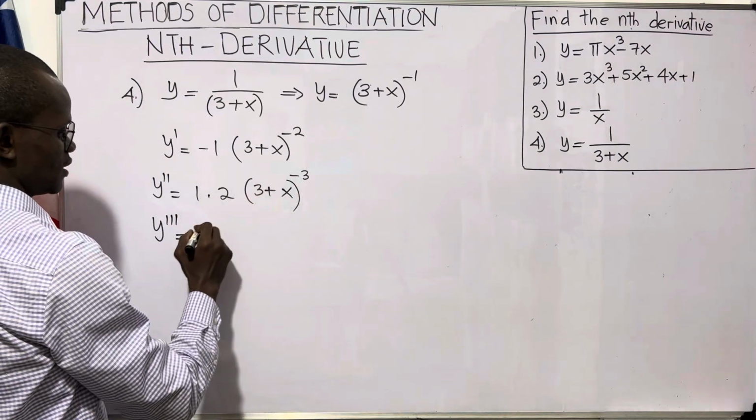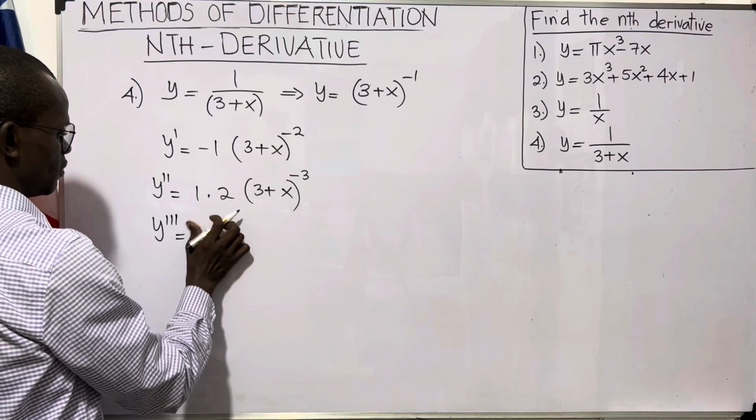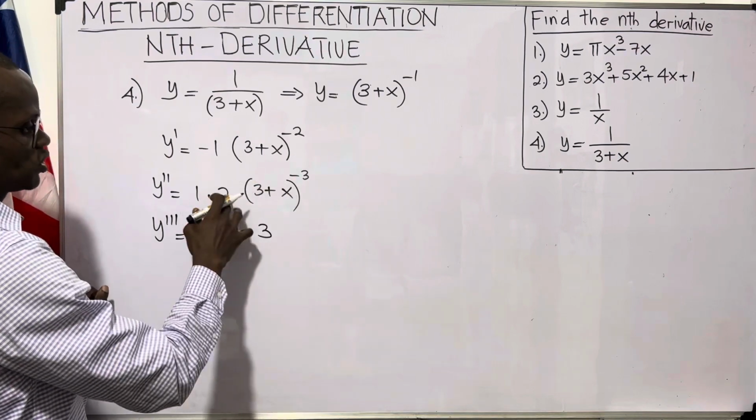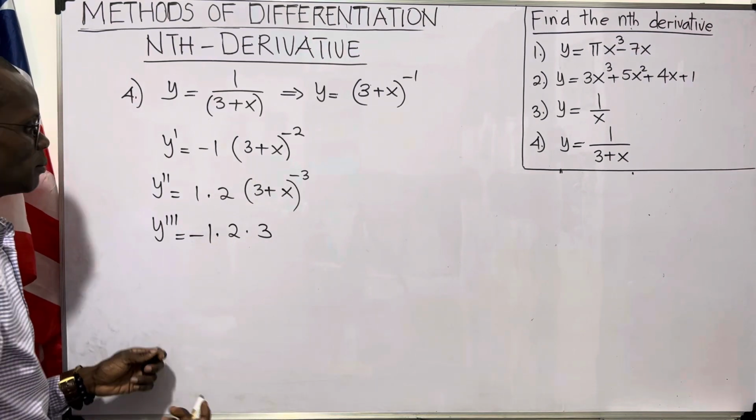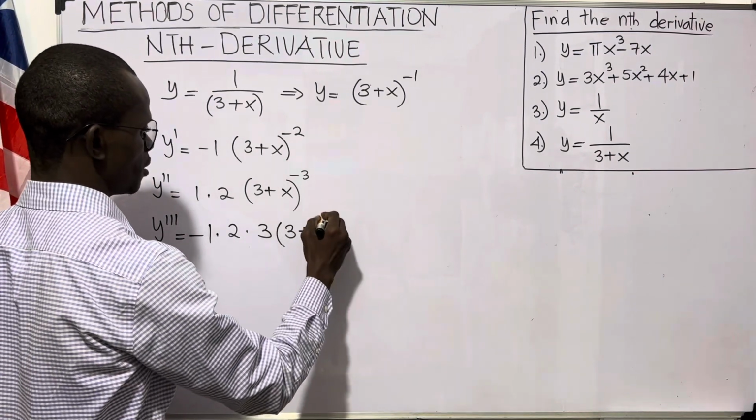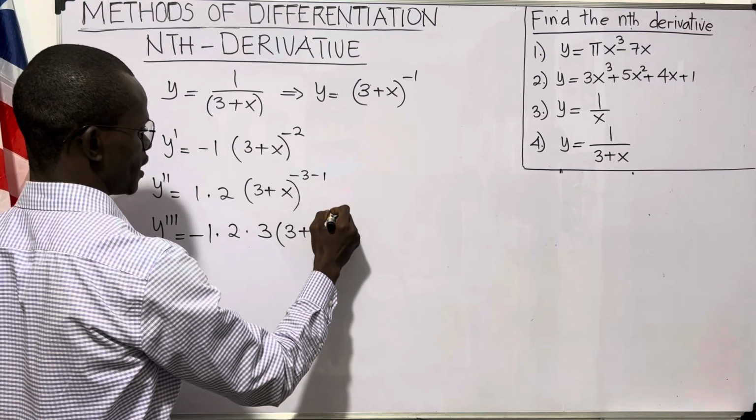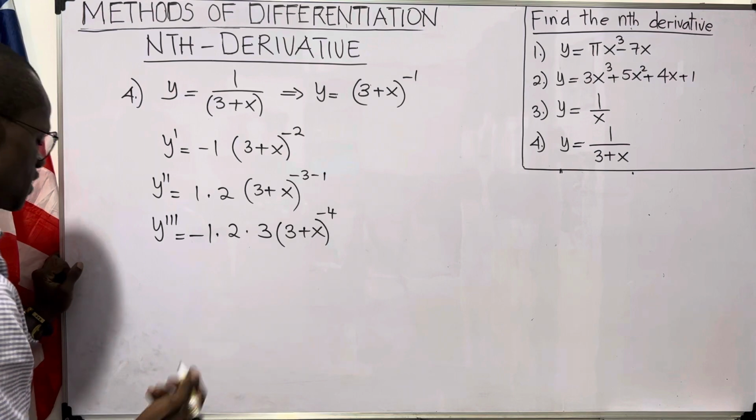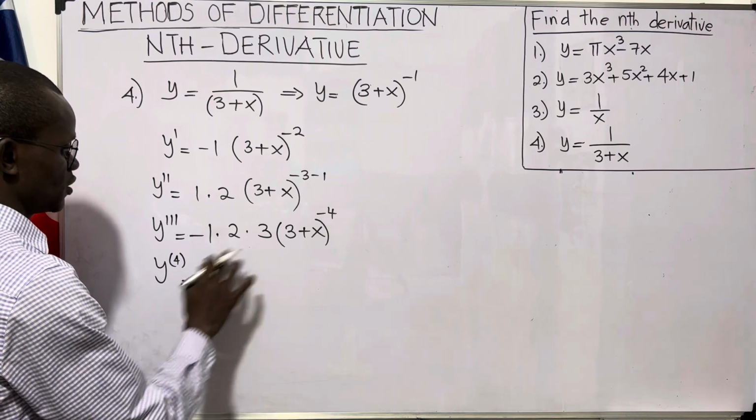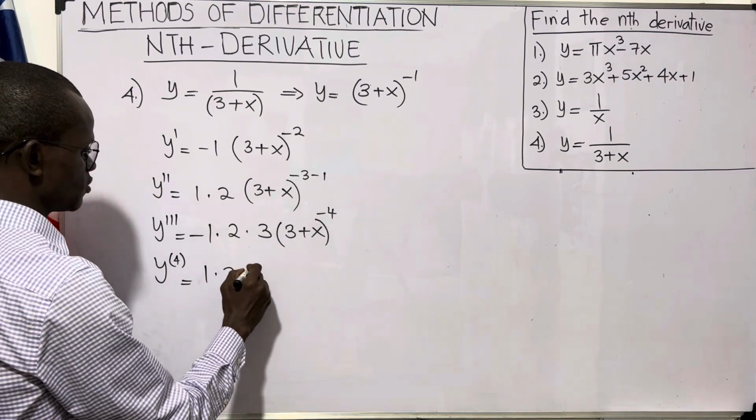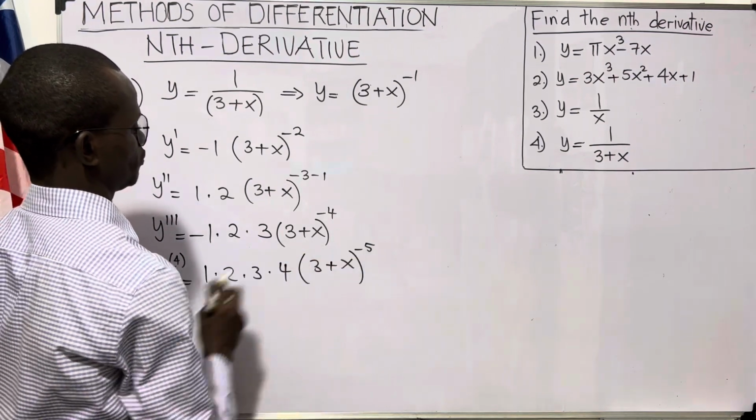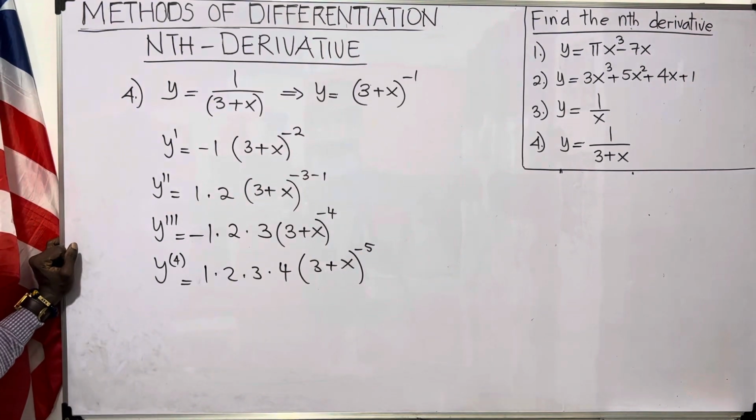Bring this power down again, so you have 1 times, so it becomes negative now. So it's negative 1 times 2 times 3. Now I'm not multiplying it so that I can observe the pattern of the numbers. This gives us (3 plus x) raised to the power minus, we subtract 1 from here, it's minus 4. So we continue. Let's find the fourth derivative. You will have positive because negative times negative is positive. 1 times 2 times 3 times 4, (3 plus x) raised to the power minus 5. So you see that? It's just continuing.